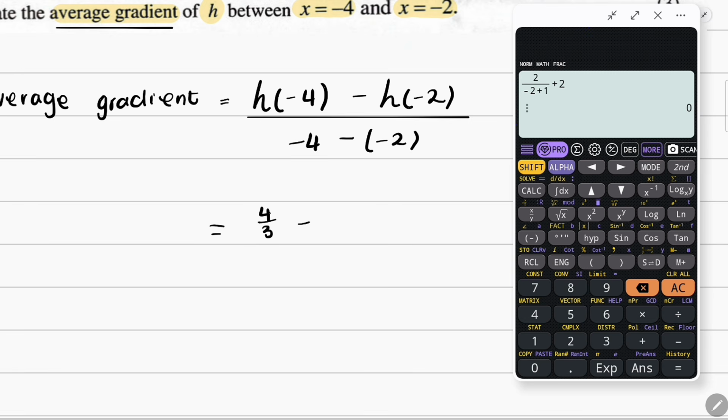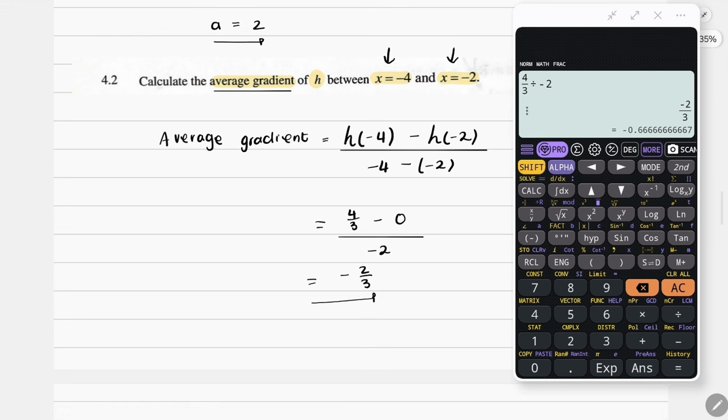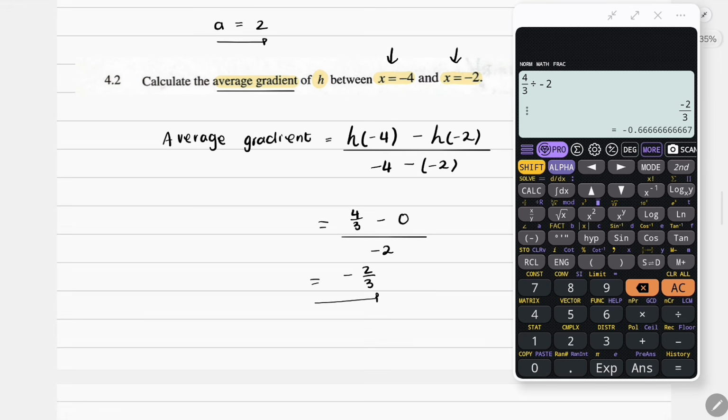That's our second x value. And we get 0. So this goes all over, and that is going to be -4 plus 2. -4 plus 2 is -2. So let's just find out what this is. 4 over 3 divided by -2. And our answer is -2 over 3. And that is the average gradient between those 2 points. Moving on to the next question.